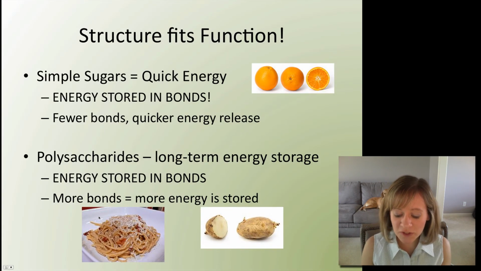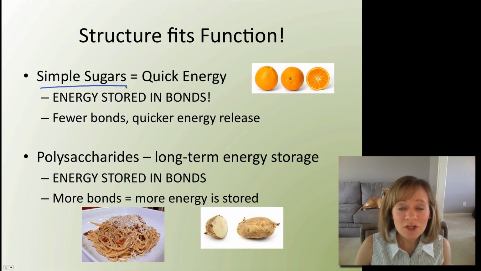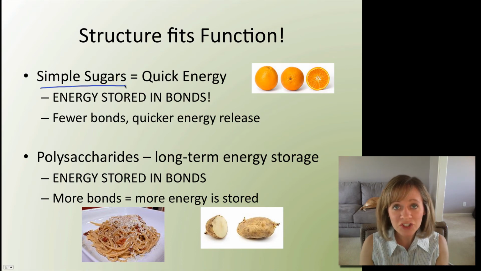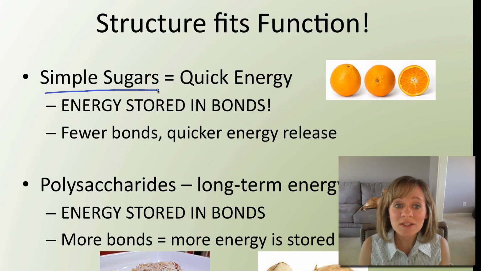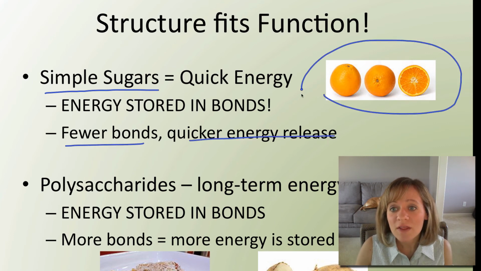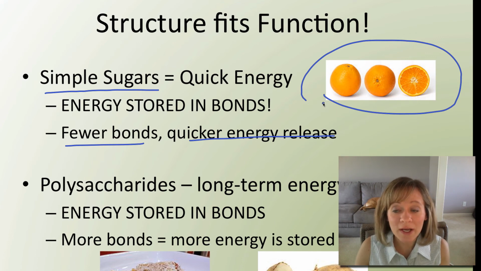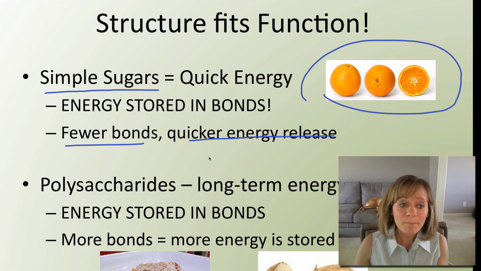So structure fits function. I told you that was a huge theme. Simple sugars don't have bonds, right? That's just a simple ring. So this would be how we get quick energy, because we don't have to break a lot of bonds in order to get the energy. So fewer bonds, quicker energy release. And so these are things that are in sugary fruits, for example. Orange is a great place to get your simple sugars, your glucose, your quick energy.